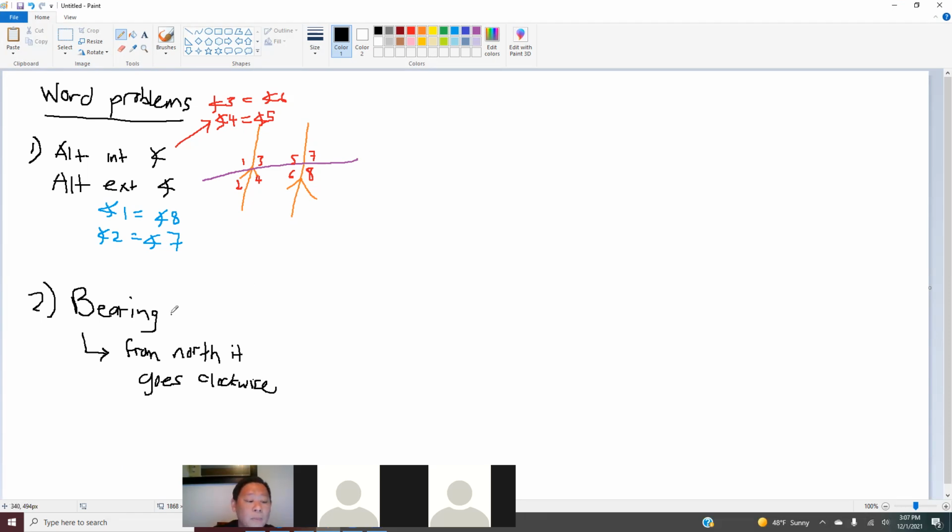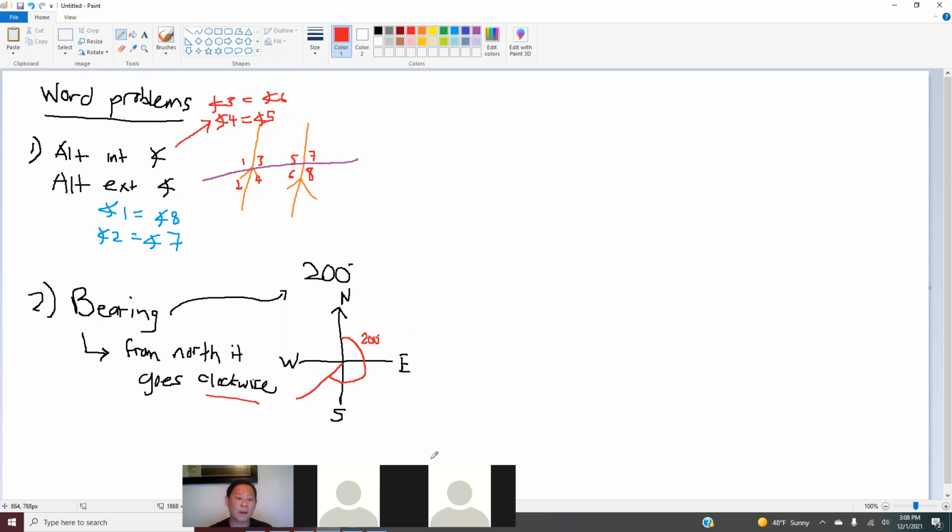Okay, so for example, if I ask for a bearing of 200 degrees, where is bearing 200 degrees? Don't forget, this is north, this is south, this is east, this is west. Bearing is always measured from the north and it goes clockwise, so it goes this way. So this is 90 degrees, this is 180, this is 200. So this is the bearing of 200 degrees. This one is in quadrant 3.